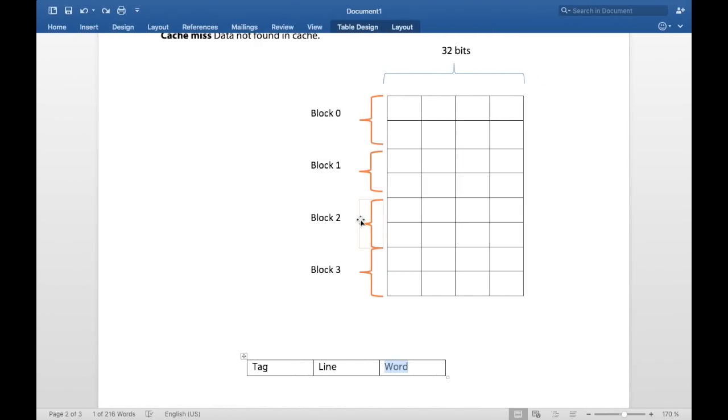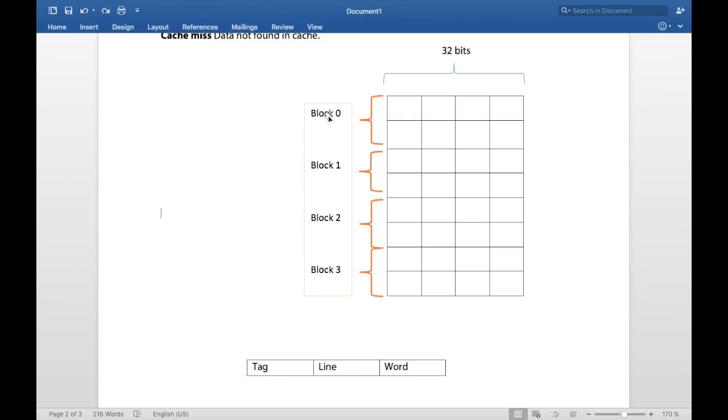Alright, I'm going to use a very simple and cool analogy here to teach you what we're actually looking for. The next thing we need to do is find out the values of tag, line, and word. Now, why do we need these things? How do we actually use them? You're going to see it very soon.